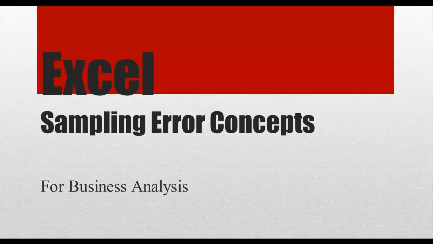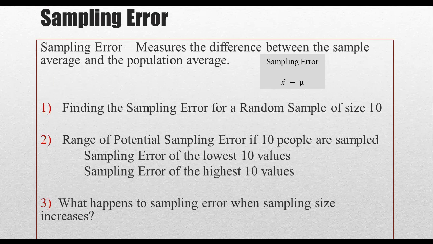In this video, we're going to talk about sampling error concepts. The primary concepts that we're going to be looking at are, first of all, what is sampling error? So sampling error is the difference between the sample average and the population average.